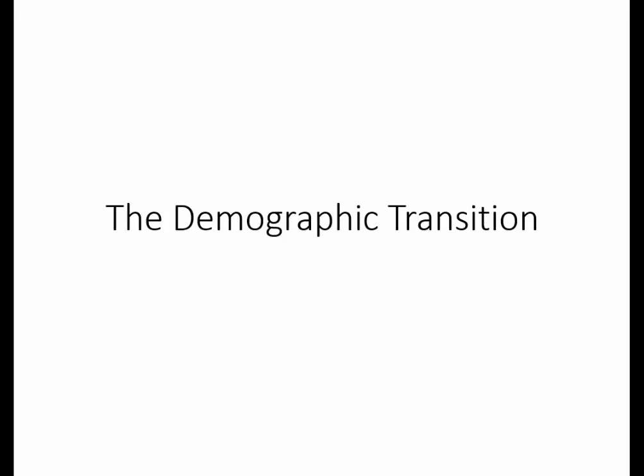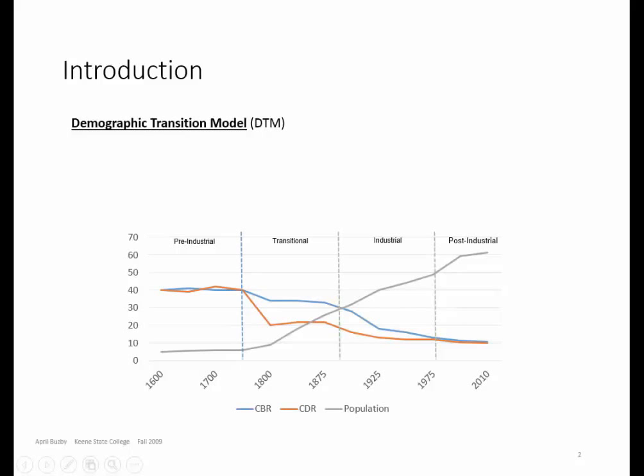In this section, we're going to talk about the demographic transition. This is the demographic transition model. As you can see, we have the four phases that we talked about in the last section: the pre-industrial, the transitional, the industrial, which I call stable, and the post-industrial.